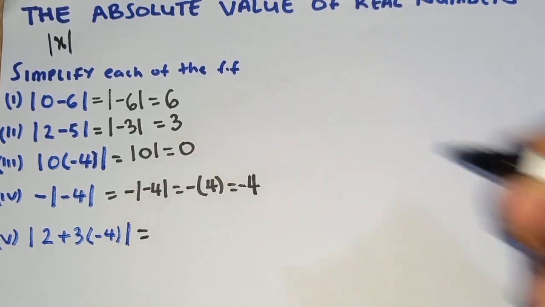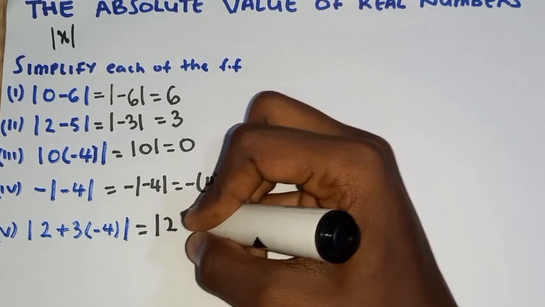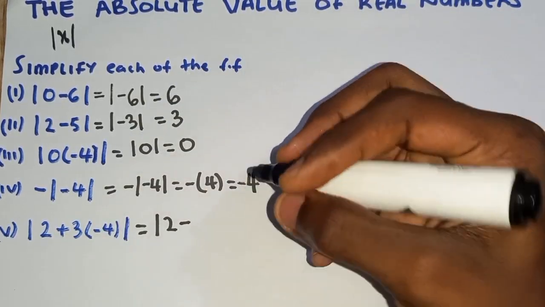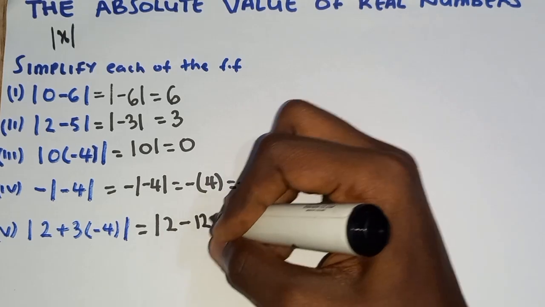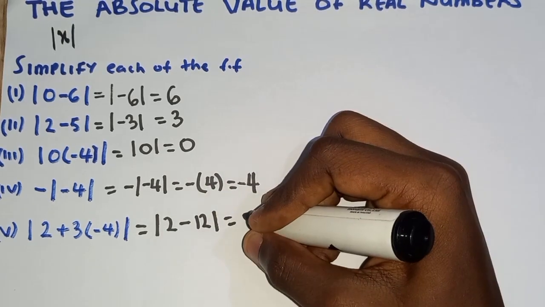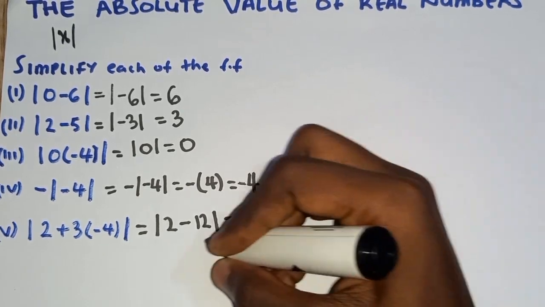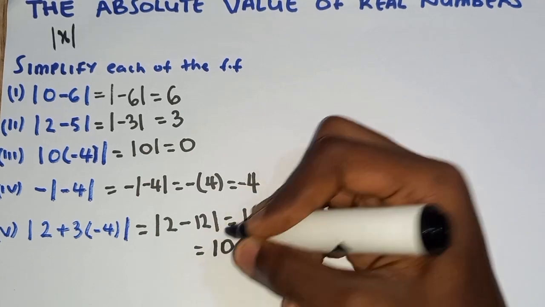So let's solve for the last one. We have 2 minus 3 times negative 4, which is negative 12. And we have this to be negative 10. So here, the answer is positive 10.